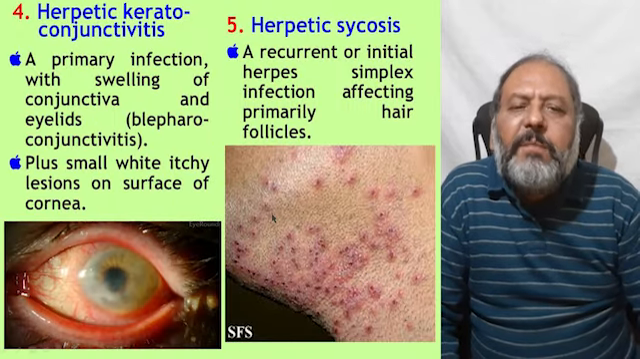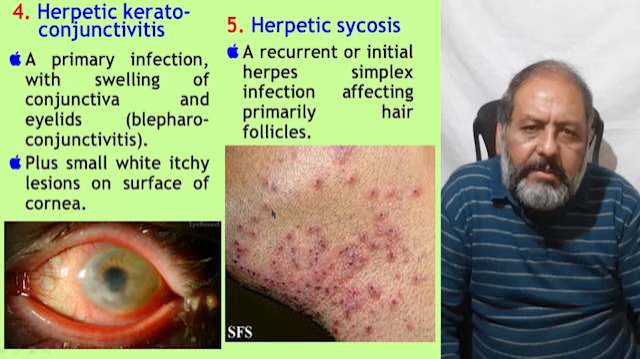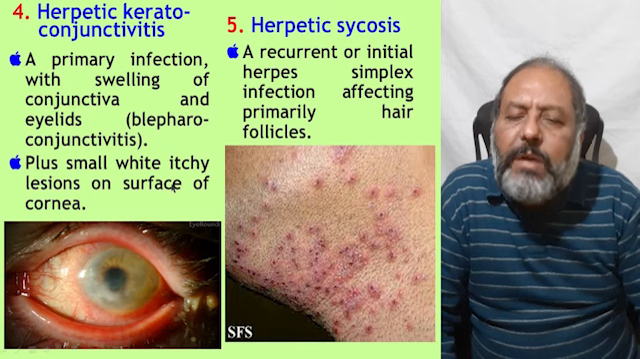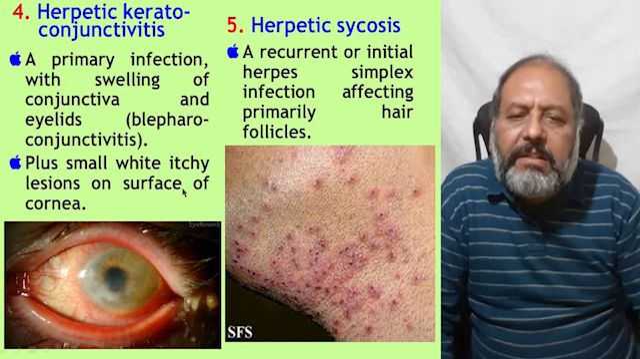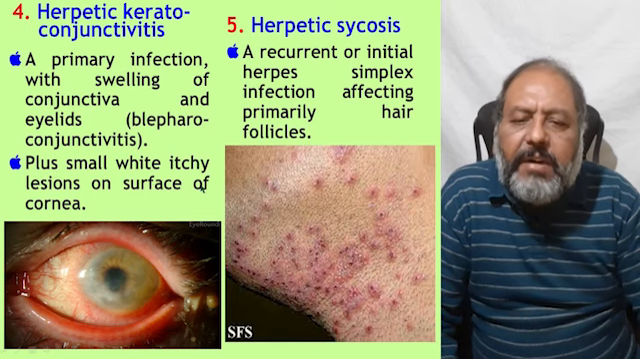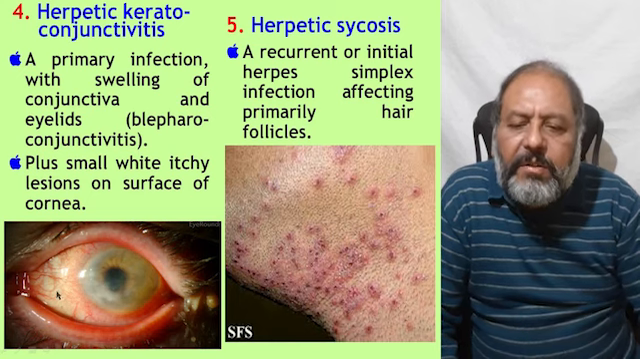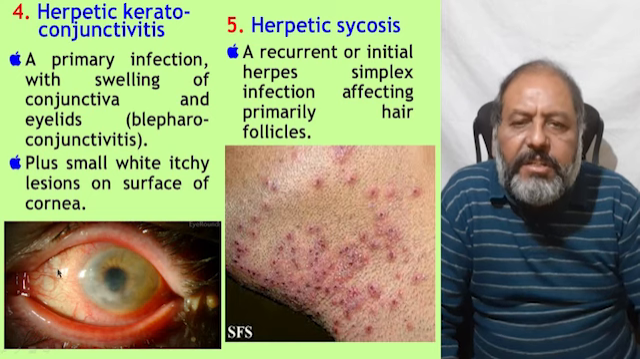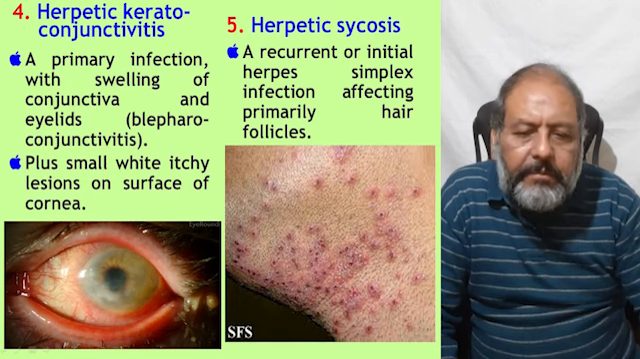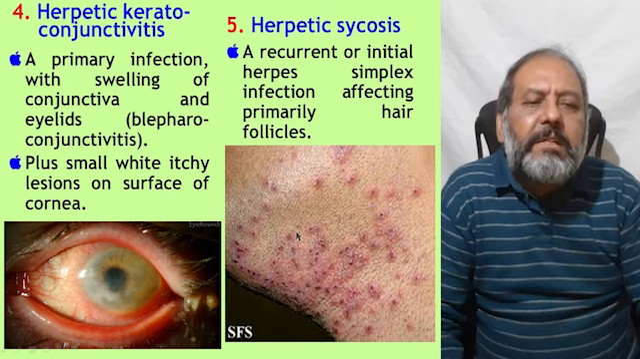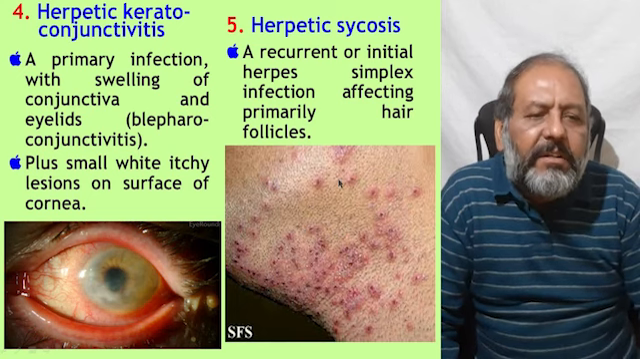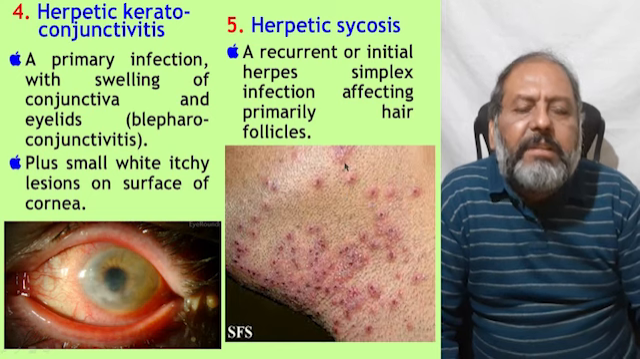Number four is herpetic keratoconjunctivitis. As the name is self-explanatory, a primary infection with swelling of the conjunctiva and the eyelids, so it is called blepharoconjunctivitis, plus small white itchy lesions on the surface of the cornea, as one can see. So that is herpetic keratoconjunctivitis.